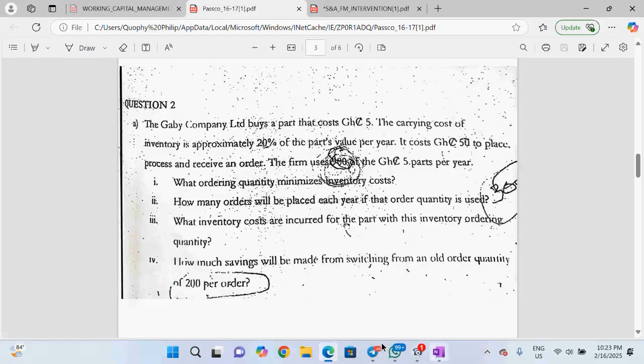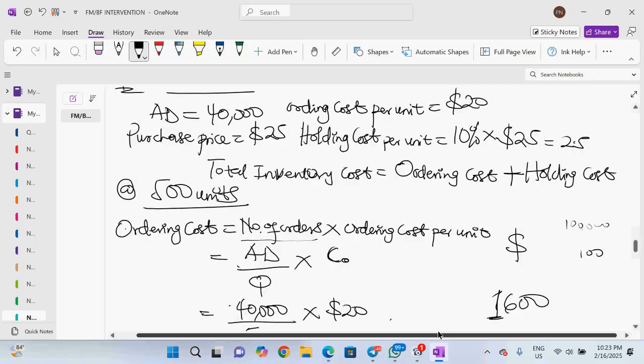Look at this formula. What is the ordering cost formula? Read it for me. The ordering cost formula is annual demand over the quantity. This is for the number of orders, and the ordering cost per unit is for the whole ordering cost. So the number of orders is AD over Q, times the ordering cost per unit.